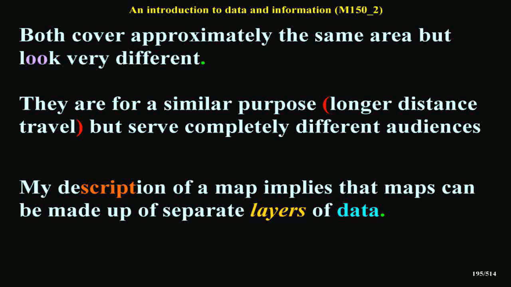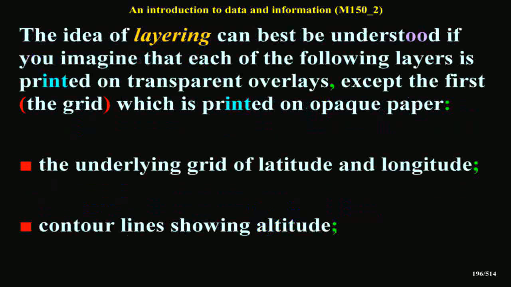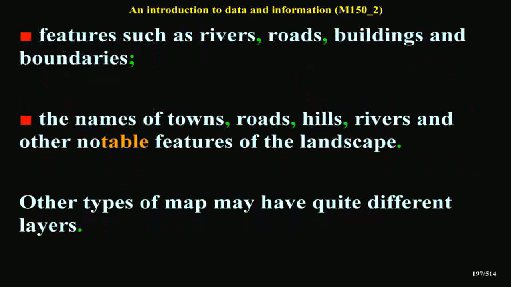My description of a map implies that maps can be made up of separate layers of data. The idea of layering can best be understood if you imagine that each of the following layers is printed on transparent overlays, except the first, the grid, which is printed on opaque paper. 1. The underlying grid of latitude and longitude. 2. Contour lines showing altitude, features such as rivers, roads, buildings and boundaries. 3. The names of towns, roads, hills, rivers and other notable features of the landscape. Other types of map may have quite different layers.